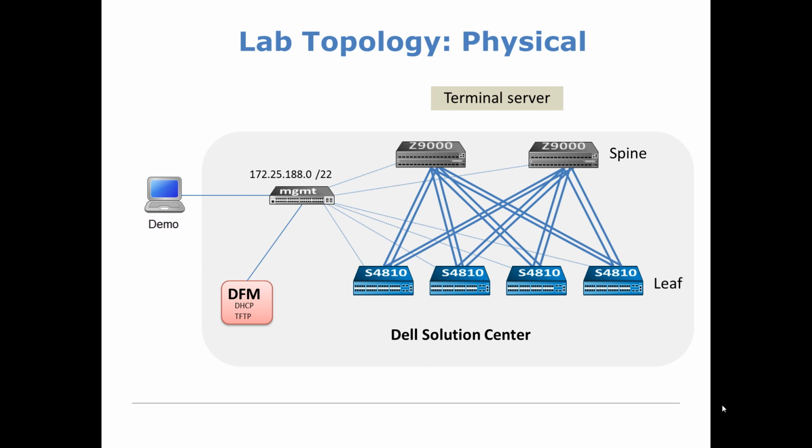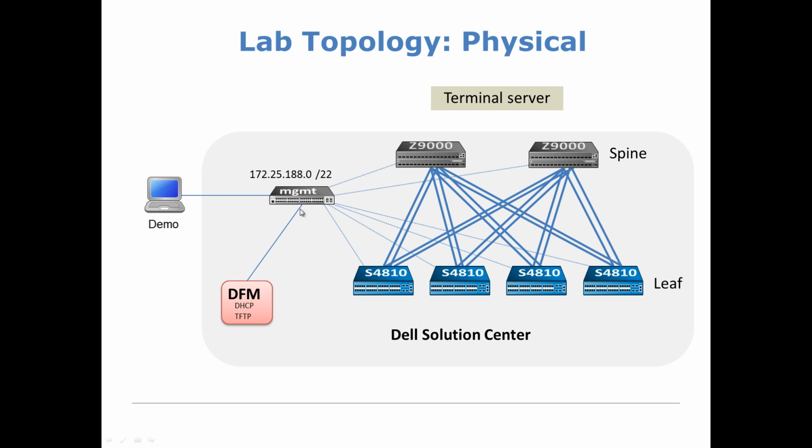So what we have in the Dell Solution Center is two Z9000 spine switches. We also have 4 S4810 leaf switches, and this is all pre-cabled with 40 gigabit connections. So each 4810 has 4 40 gig links going to the Z9000 spine layer. We also have a terminal server here, which is going to give us console access to all these switches so we can see what is happening on the switch as Dell Fabric Manager is doing its job.